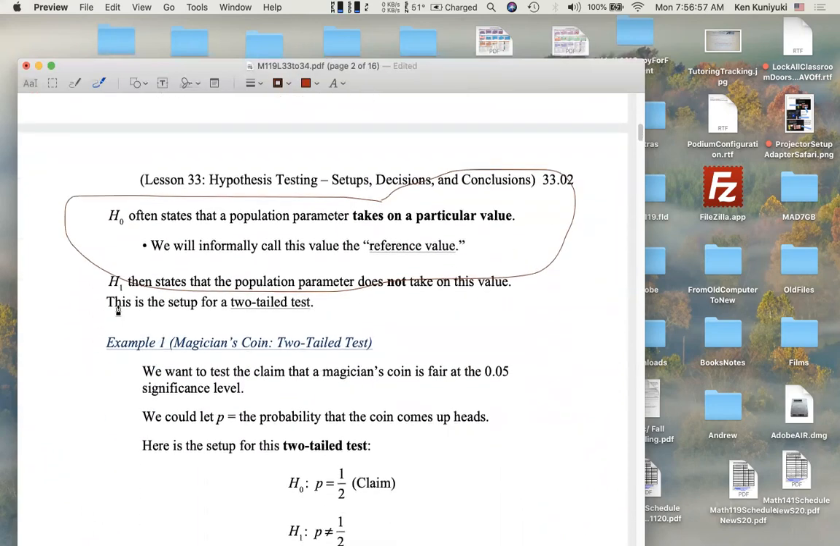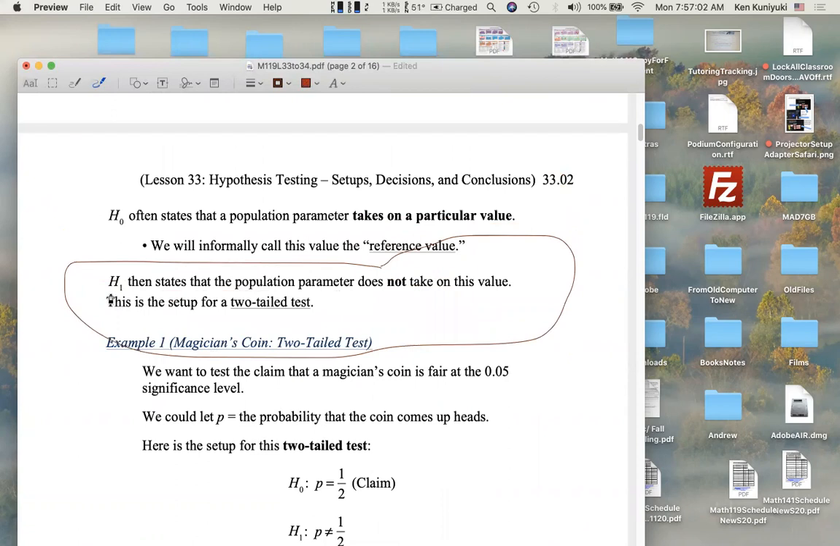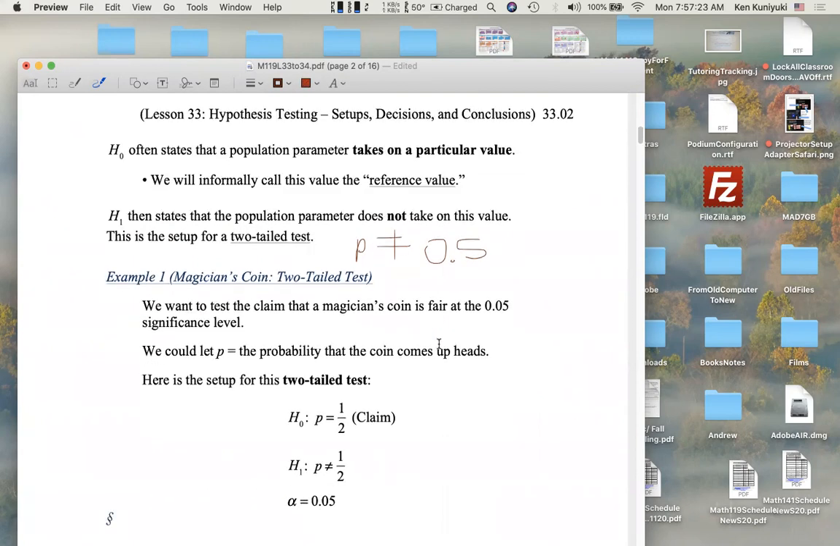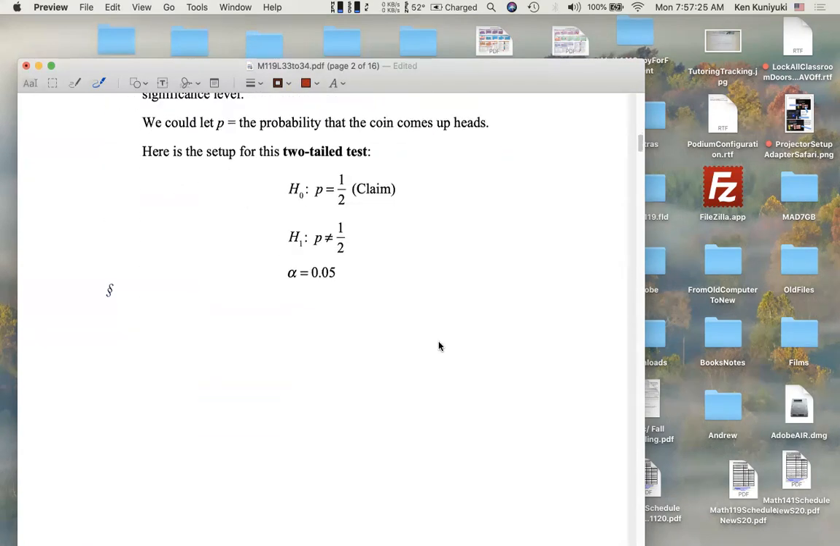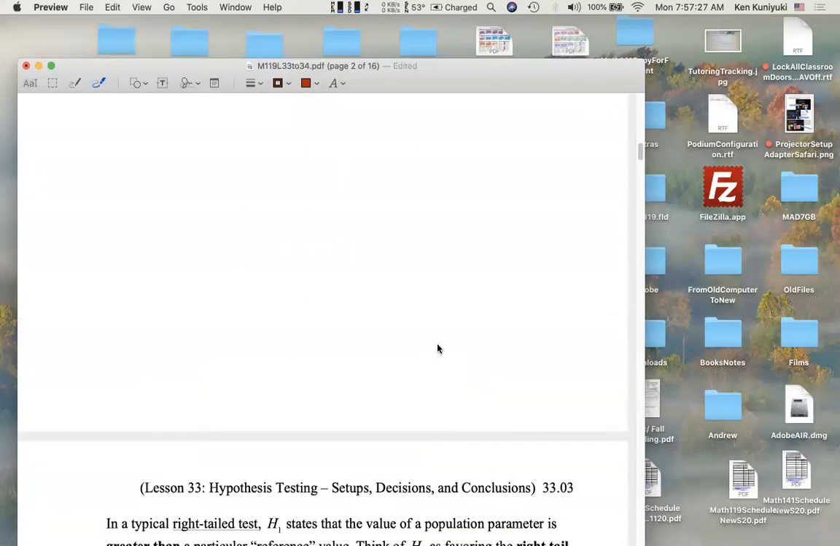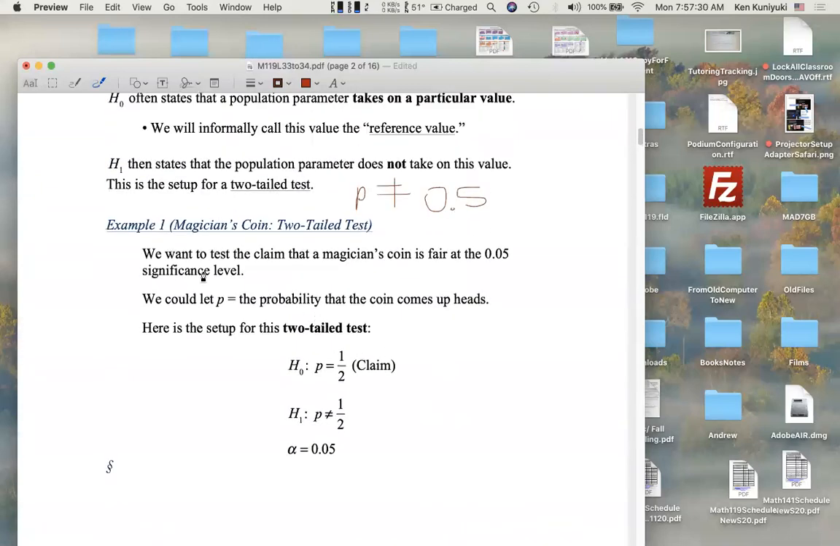The alternative then states that the population parameter does not take on this value. And this is the setup for a two-tailed test. So that would be like P is not 0.5, or the mean is not 70 points. That's going to be the setup for a two-tailed test. So let's talk about this. And then later on, we'll talk about other types of tests. But let's talk about a two-tailed test.